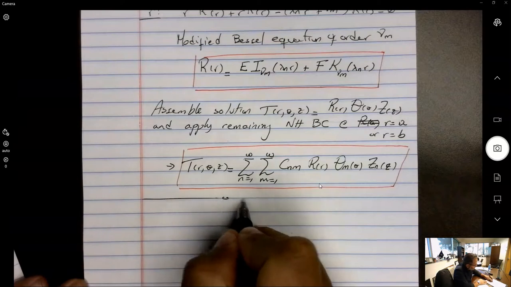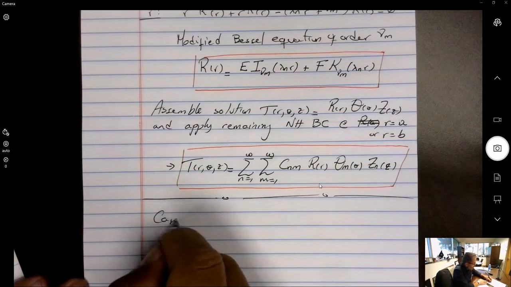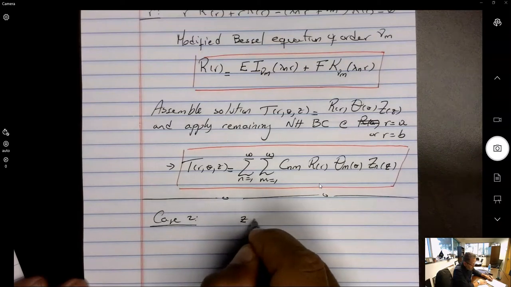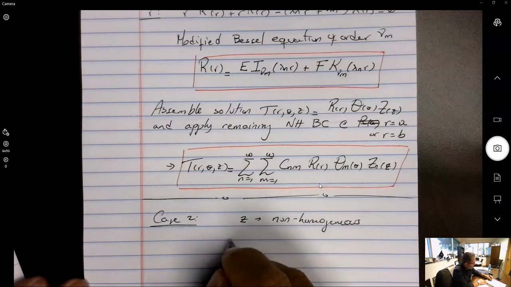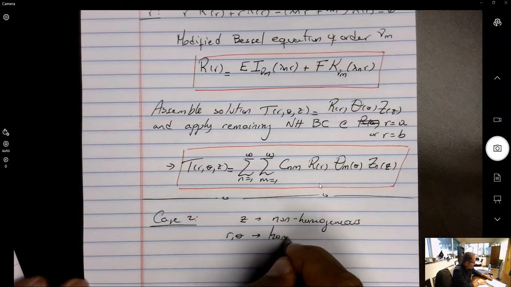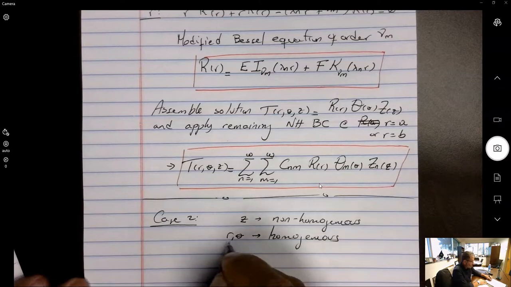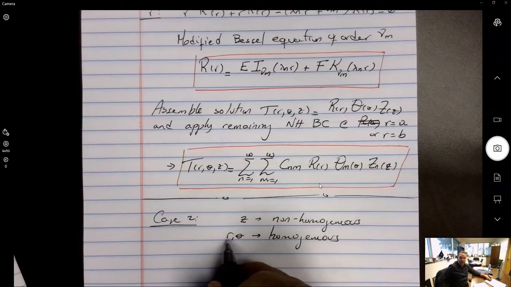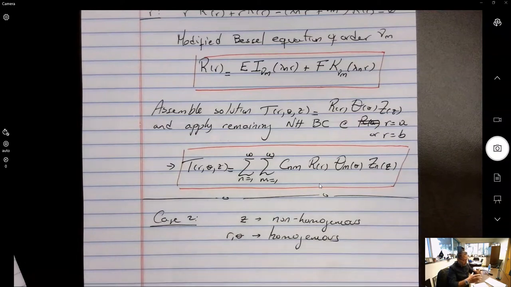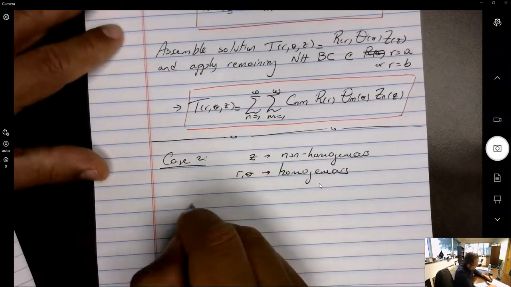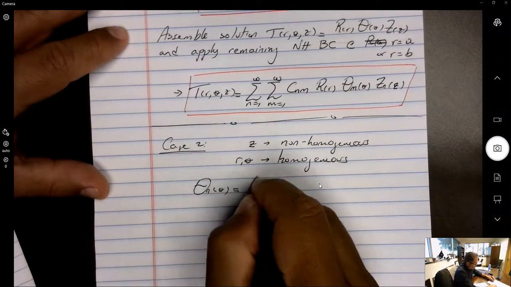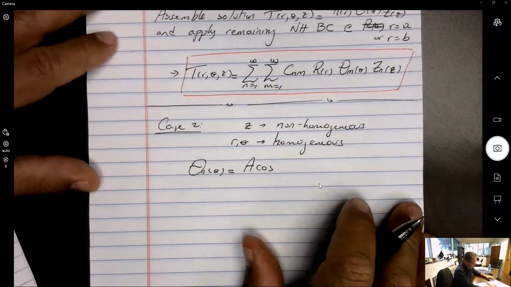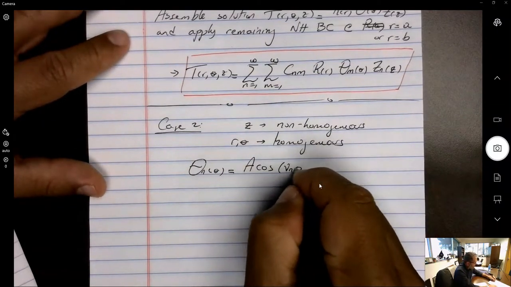Then case 2: what happens if Z is the non-homogeneous direction and R and theta are homogeneous? Whether it's a solid or hollow cylinder, and in theta, whether it's a full circle or a wedge of a circle. In this case, the process will dictate that the functions of theta go to the same separations. It's just that the sign of the separation constants will be slightly different.